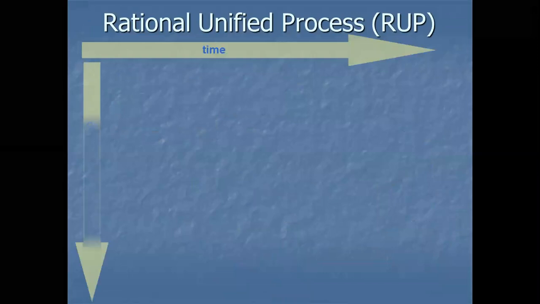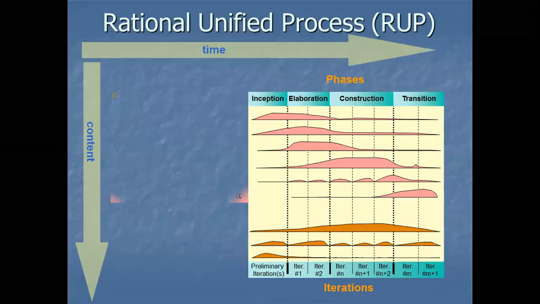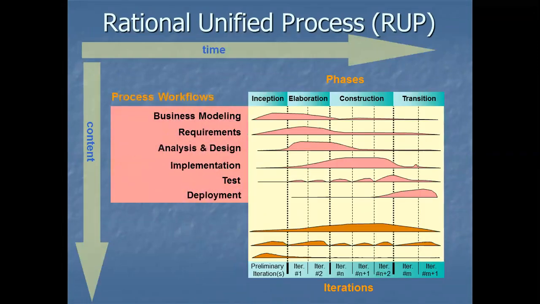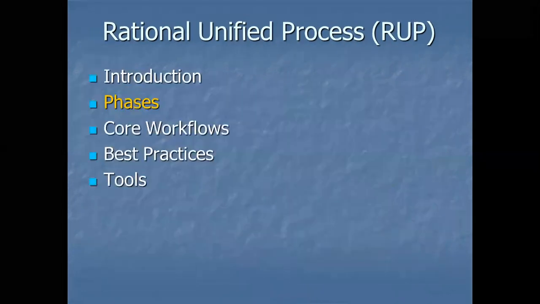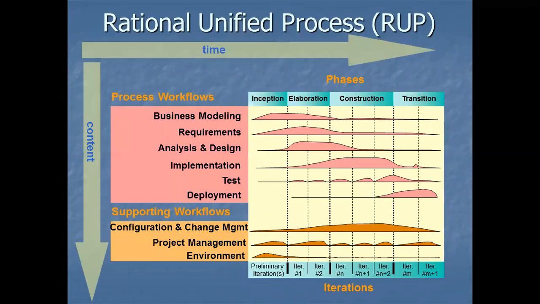Then what is the Rational Unified Process? Here you can see the diagram. There are four phases of the Rational Unified Process. The first phase is inception, the second one is elaboration, the third one is construction, and the fourth one is transition. These are the four phases of the Rational Unified Process.